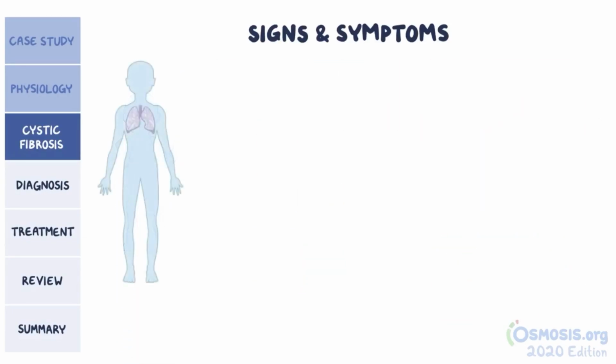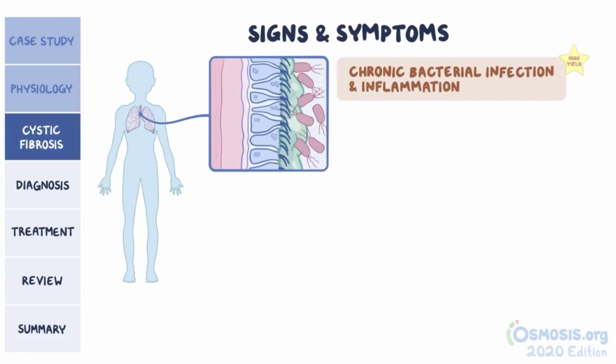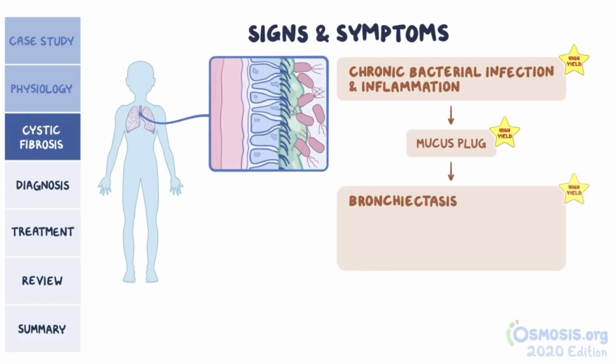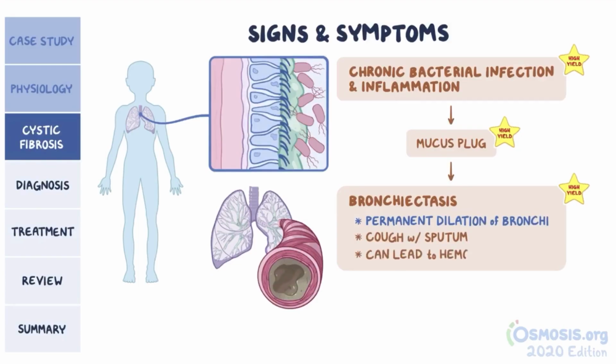As the child grows, their lungs can also be affected, usually because the mucus in their airways is so thick that the cilia can't move it out. So they get repeatedly colonized by bacteria, which causes chronic bacterial infection and inflammation. Sometimes the mucus can get compacted and it starts acting as a mucus plug, which alongside chronic bacterial infection and inflammation leads to bronchiectasis. Bronchiectasis represents damage to the airway walls that causes permanent dilation of the bronchi. This causes respiratory symptoms like cough with lots of sputum, and if the damage extends to the blood vessels, it can lead to hemoptysis.